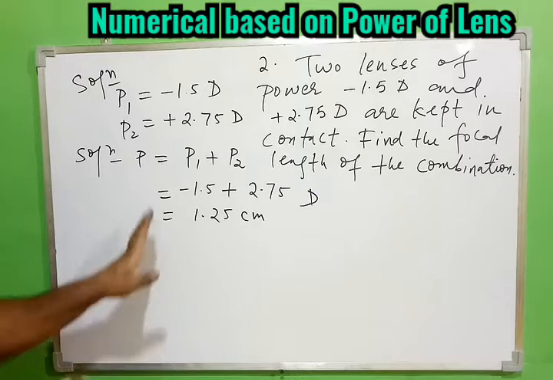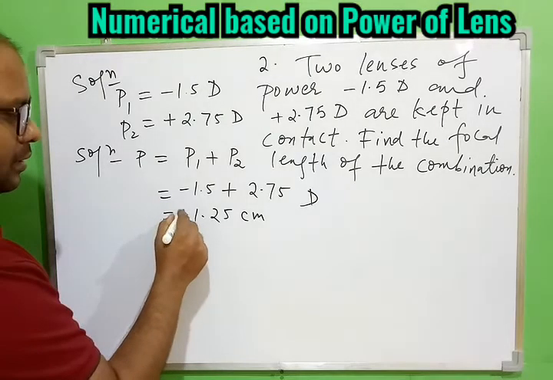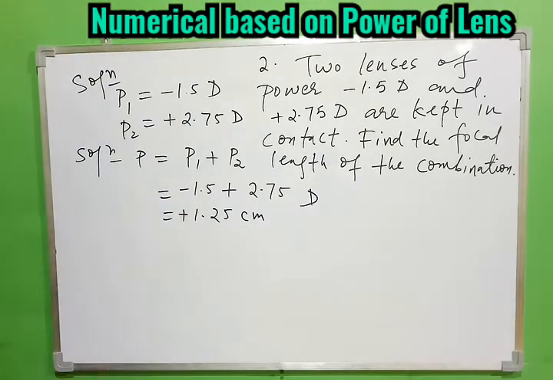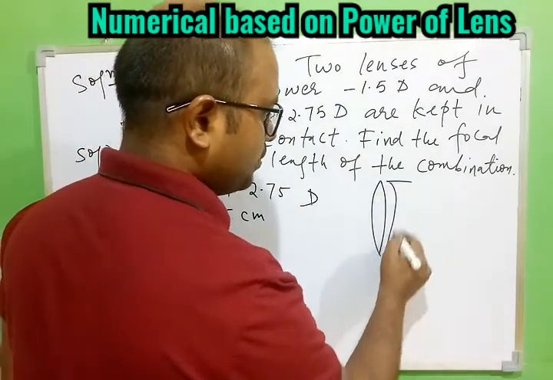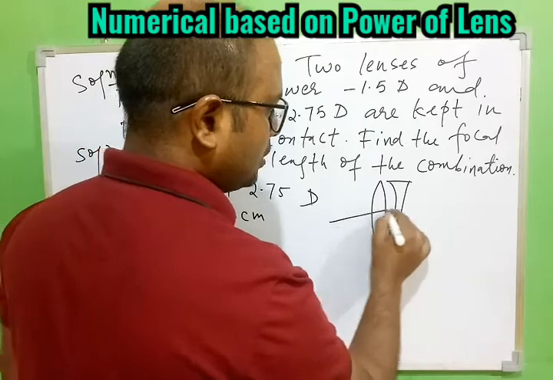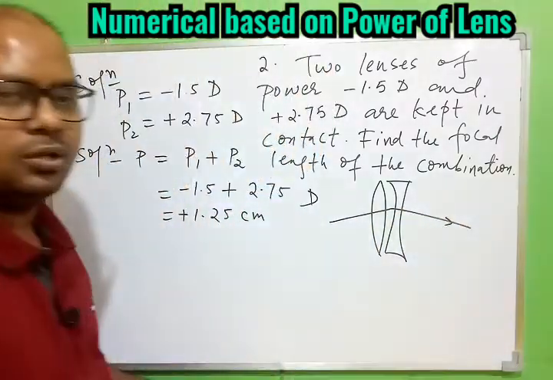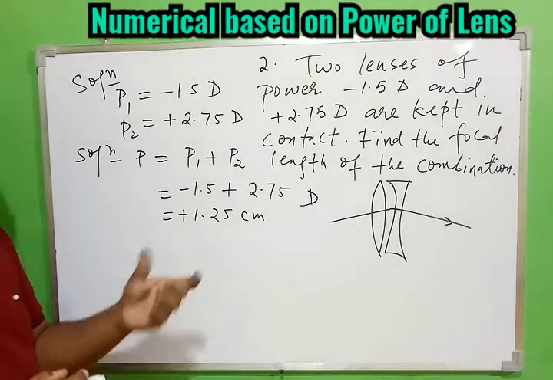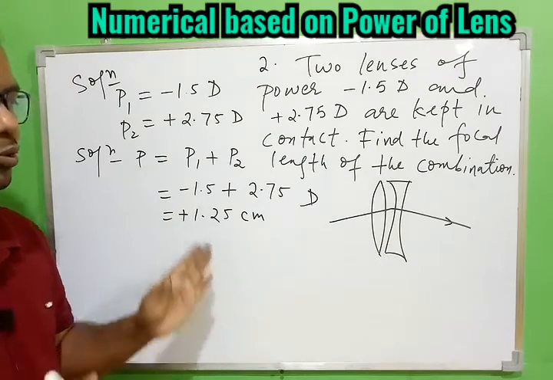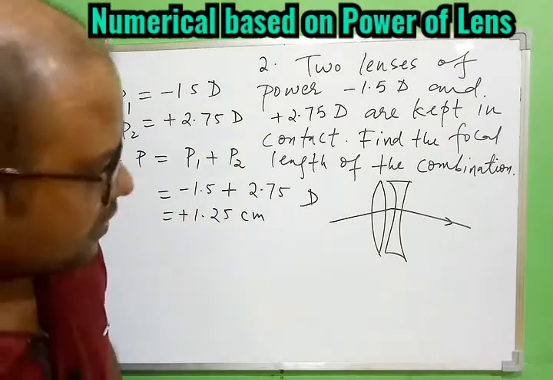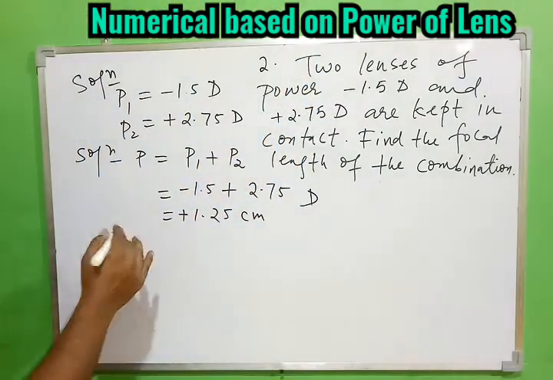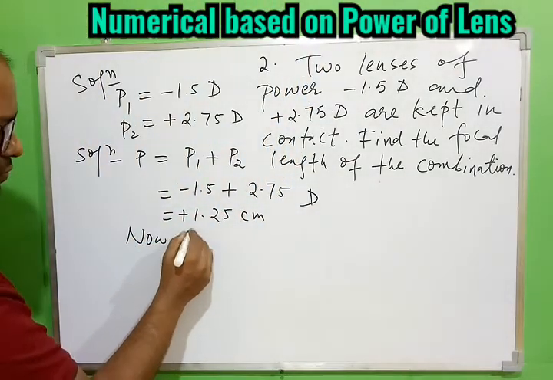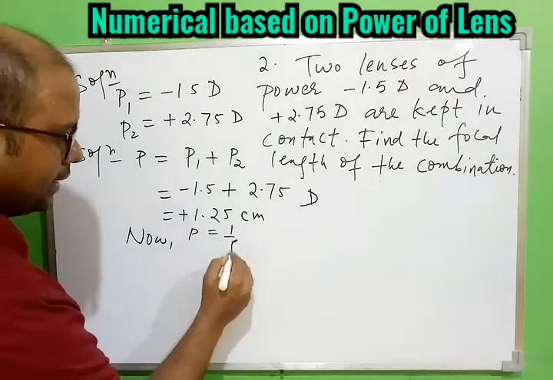So I hope you understood. We are getting the overall power in positive, which means we have one convex lens and one concave lens placed together, but overall the rays will finally converge through the combination, because the overall power is coming positive. So this combination is a convex lens. I hope you understood this much. And now we know that P is equal to 1 by F.